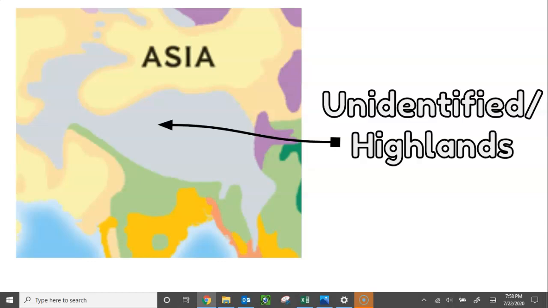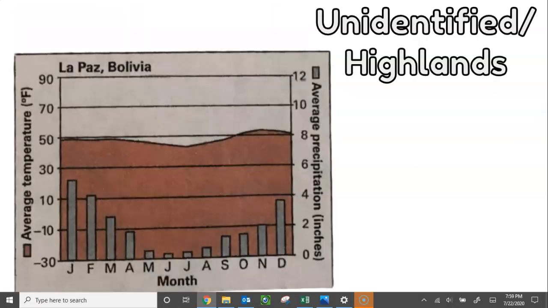Finally, we have unidentified or highlands. Now, sometimes these are rain shadows where the rain basically doesn't get there because it's a fight over mountains. You're going to find a lot of the unidentified or highland climates around mountains. So we've got La Paz, Bolivia as an unidentified or highland climate. The temperature and precipitation of highland climates vary because of their latitude and elevation. So the latitude is not indicative of what the climate's like because the elevations vary so much.